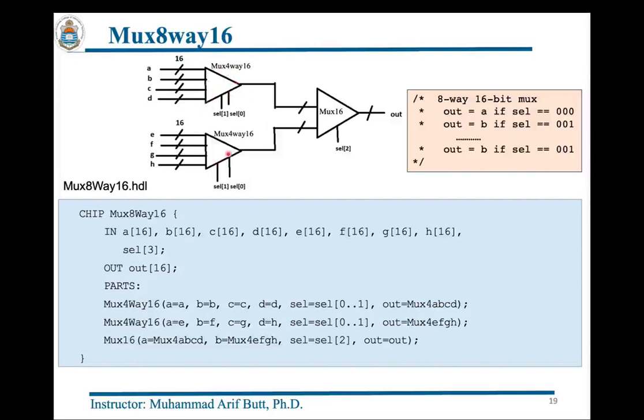We are using two MUX 4-way 16 chips, which are selecting the 16-bit numbers. One of these four numbers is placed over here, and one of these four numbers is placed over here. So over here we have now two 16-bit numbers. So we are just using a MUX 16 over here. And here is the code. You see two MUX 4-way 16s are used and one MUX 16 is used.